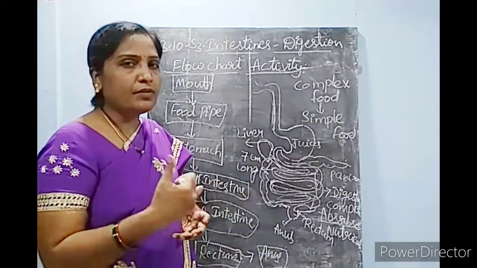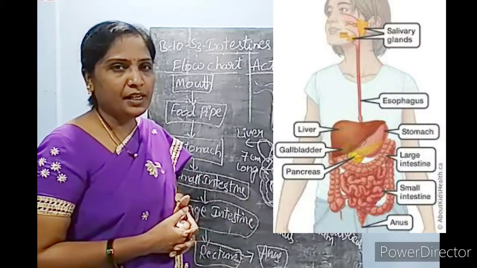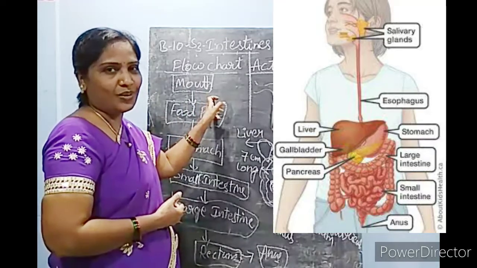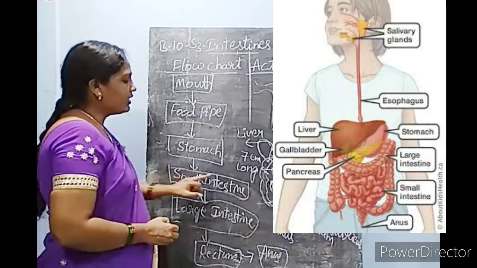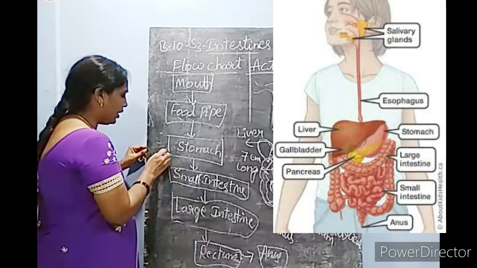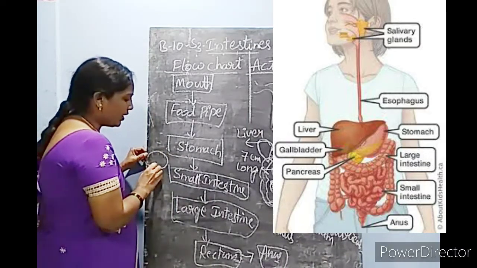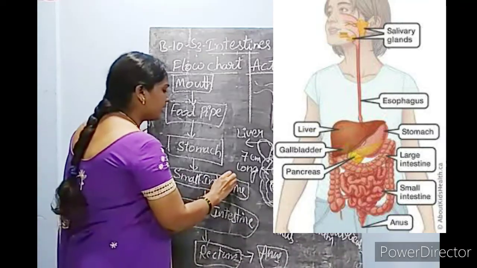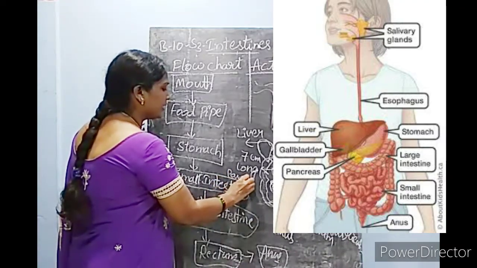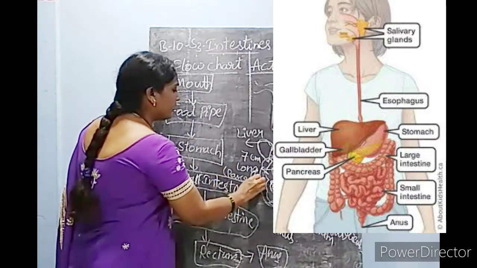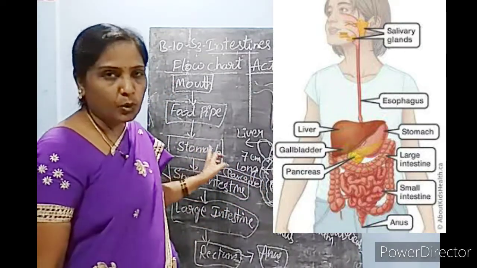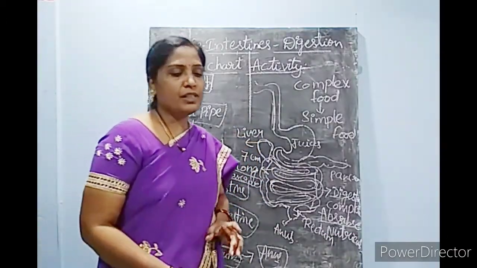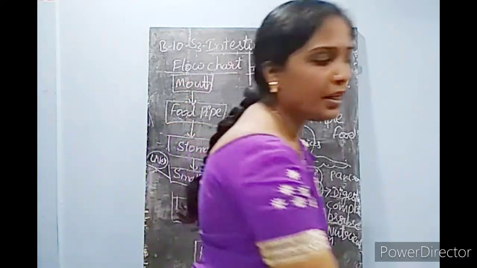Then where do the liver and pancreas come? Where are they joining? Shall I put them here in the mouth? No, that is wrong. They are joining near the small intestine. You put oval shapes and join them with the small intestine. This is liver and here pancreas. So this is the form of writing a flow chart for the digestive system. Understood, children?